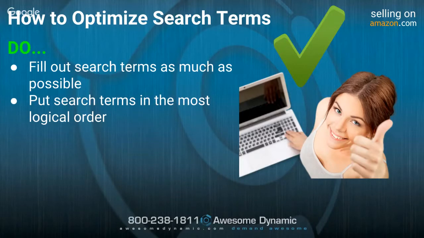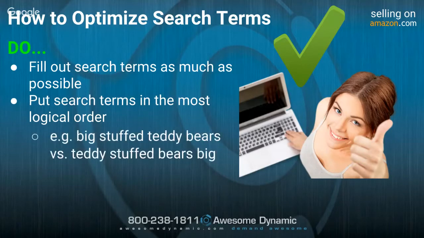So the next thing is Amazon recommends that you put your search terms in the most logical order. It doesn't matter in some instances, but if there is an order to a very common phrase that you think is searched for your particular product, then you may want to actually put them in that particular order. So we have an example here. Let's say you're selling teddy bears. You do want to put them in order. So you would say big stuffed teddy bears. You would not want to put them in the order of teddy stuffed bears big. That's not how we speak, so that's not how people would actually search for that term, and it can help you with your results if you actually do put them in a logical order like this.